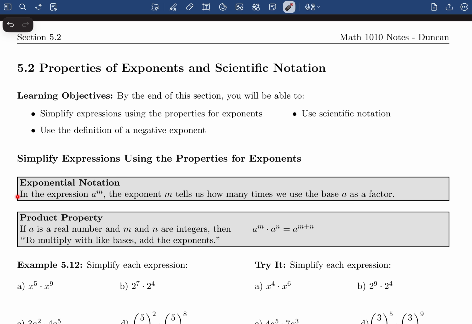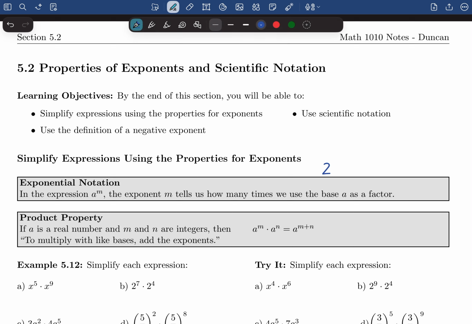In the expression a to the m, the exponent m tells us how many times we use the base a as a factor. So if my base is 2 and my exponent is 3, that exponent 3 tells me how many times to multiply my base 2 together. So I would multiply the base 2 three times, and 2 times 2 times 2 would give me 8. 2 to the third power is 8.